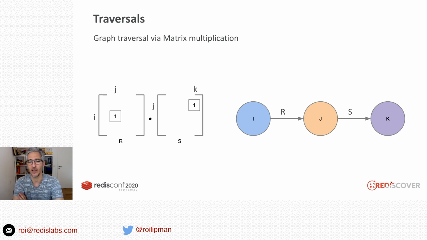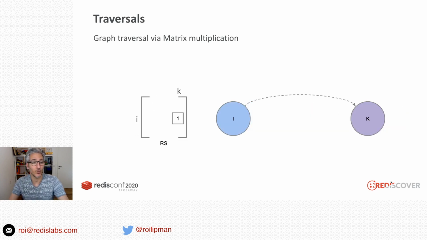So here's just a quick example. Suppose this is the graph that we're working with. We have nodes I, J, and K. I is connected to J with an edge of type R. J is connected to K with an edge of type S. So we have two relationship type matrices, R and S. And if we wanted to see to which nodes I is connected to after performing two hops, then we can just simply multiply the R and S matrices to find out.